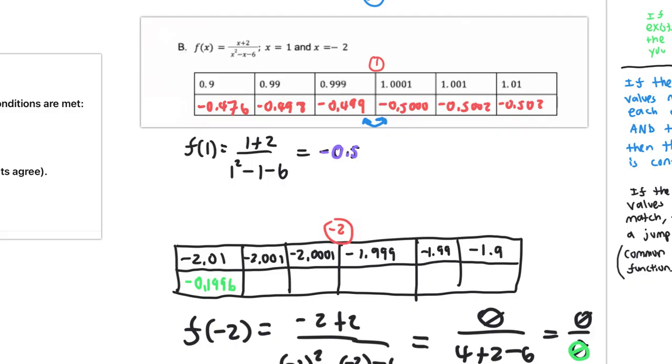Now, if we do the next one, that's going to be negative 0.1999. And then if we do the next one, that's going to be negative 0.19999. Okay. And then if we do this next one here, that's going to be negative 0.2 triple zero.